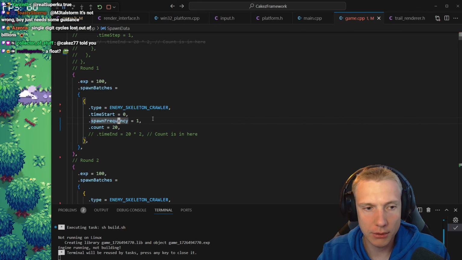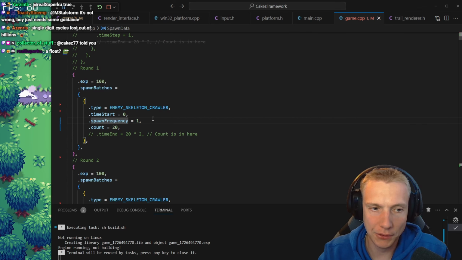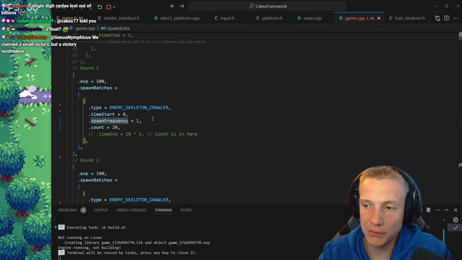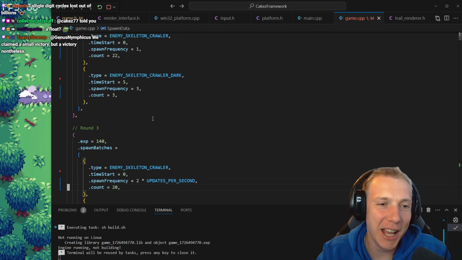A float? Yeah, I mean, what else would it be? Real super cool. I have to do 0.5. I have to turn this from a float to an int. I need to have 0.5. Guys, it's not that problematic.